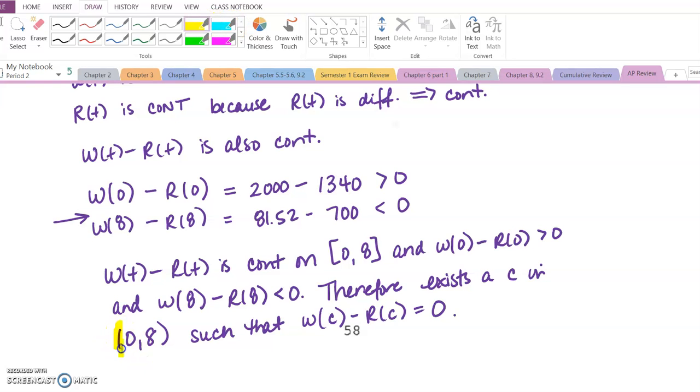The parentheses here are parentheses because you know exactly what the values are at 0 and 8, and you know that it's not perfectly equal to 0, so you know exactly it should happen in the interval.